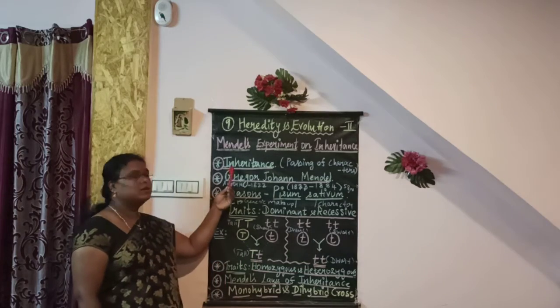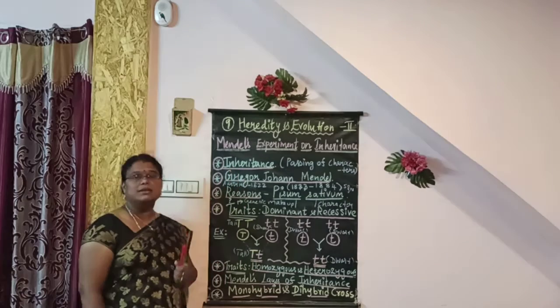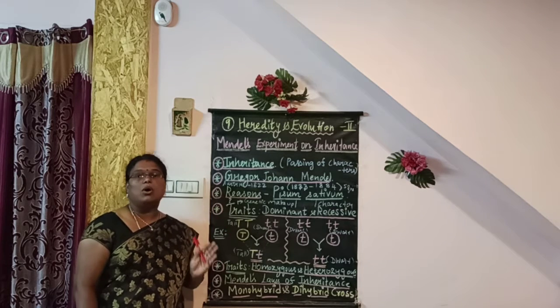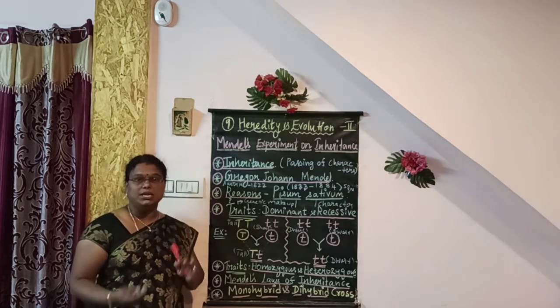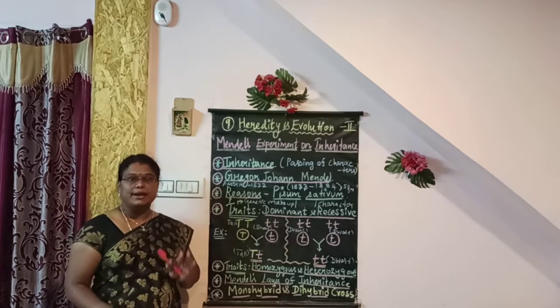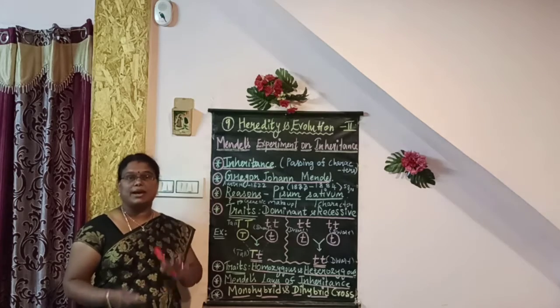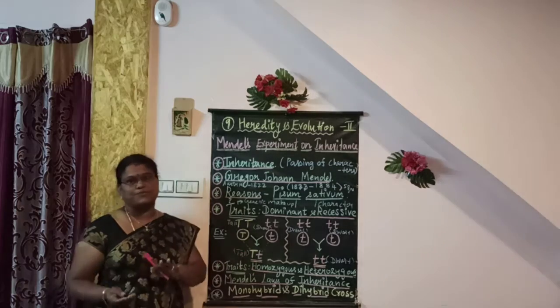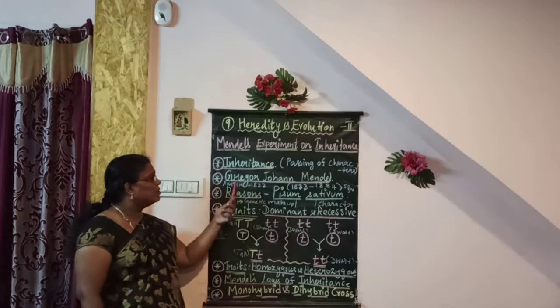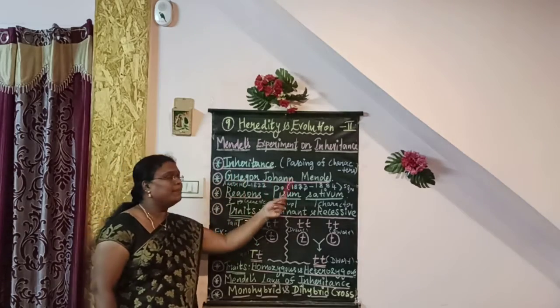First we will see what is inheritance. Inheritance is the transfer or passing of characters or traits or genes from one generation to another generation, or inheritance is the transfer of characters from parents to offsprings or young ones. That is called inheritance. And who is called Gregor Johann Mendel?